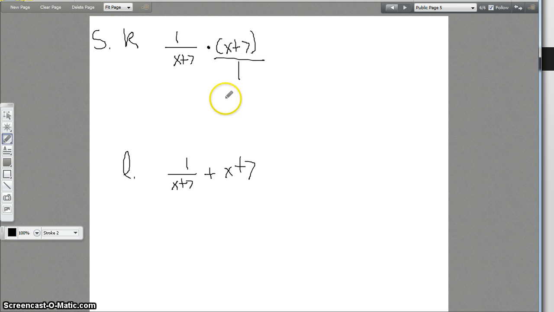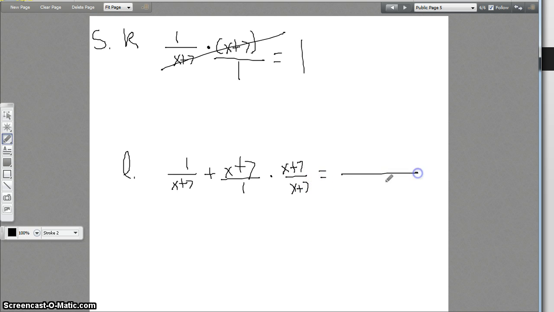We can look at x plus 7 as x plus 7 over 1. And you can see our x plus 7 is going to cancel out. So that answer is just 1, because x plus 7 divided by x plus 7 is 1. Now, in our sum for part L, we have 1 over x plus 7 plus x plus 7. This second fraction we can look as a fraction of 1. We need our common denominator to be this x plus 7. So we need to multiply this by x plus 7 over x plus 7.